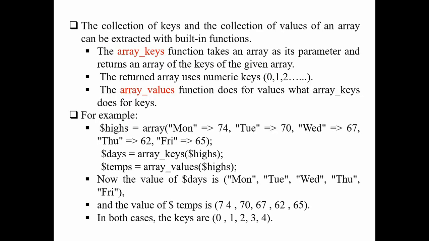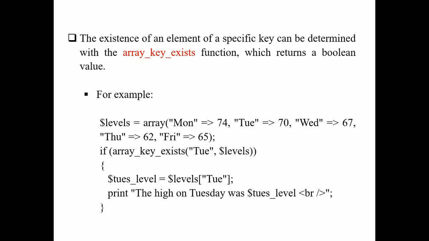These are the two important functions which are used to process an array. Now we have the next type of function, known as array_key_exists. This particular function is used to check whether a particular key exists in an array, and it returns a boolean value.